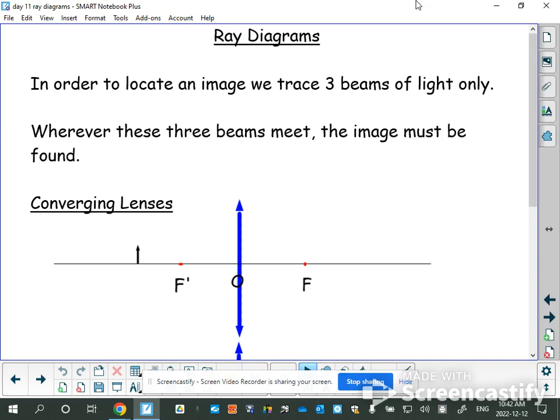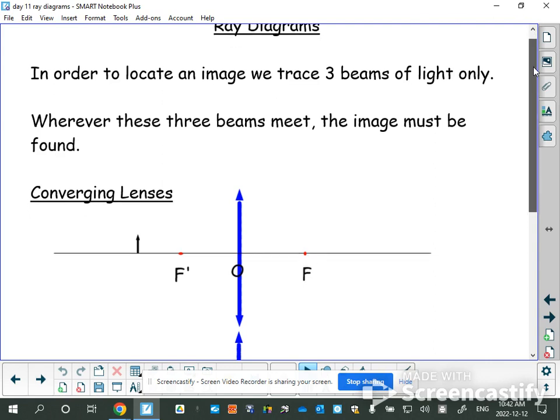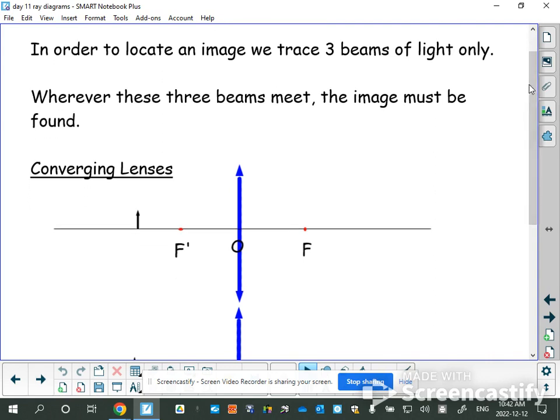Now, you need to remember, while doing these diagrams, that the light is going to go straight through the lens. So not like the mirror, where it bounced off the mirror. Instead, it's going to go to the lens and through the lens, because remember, the lens is made out of glass. So we have 3 rules. We'll start with a converging lens.